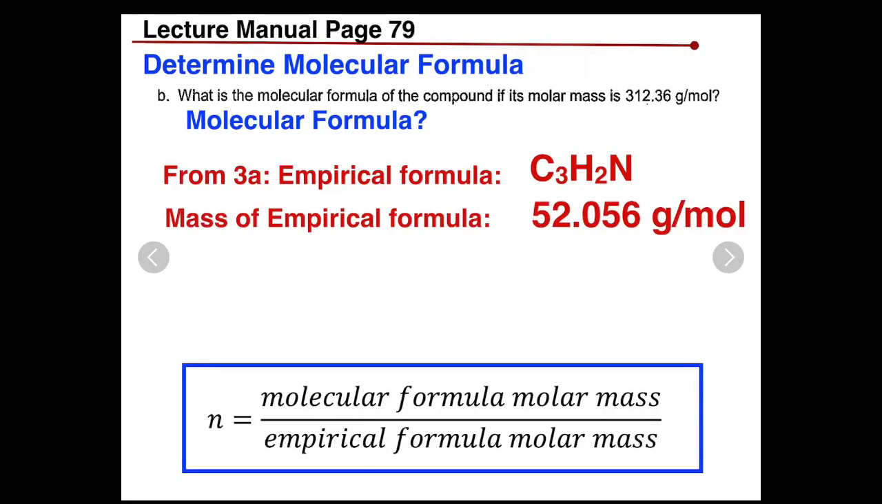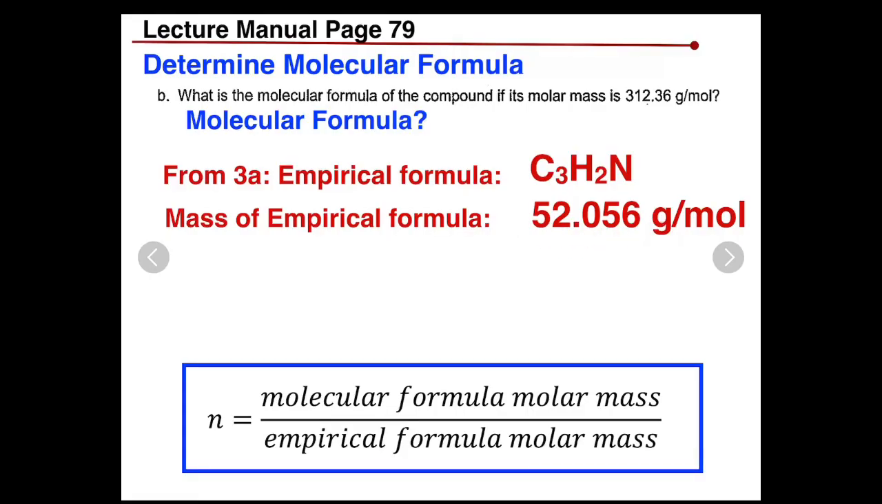So you will also need to find the mass of the empirical formula by adding all of this together. There are 3 carbons, each carbon is about 12, so you add them together. 2 hydrogens, each hydrogen is about 1. Nitrogen is 14. If you add all of those together, this is the mass of the empirical formula per mole.